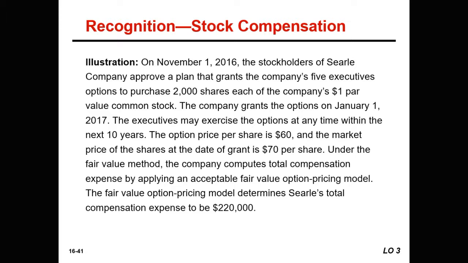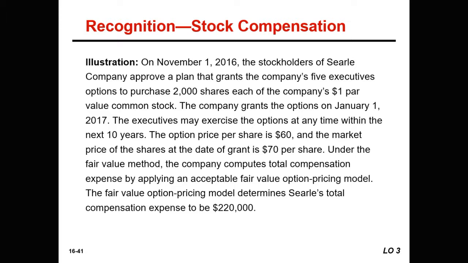Searle Company. On November 1st, 2016, the stockholders of Searle Company approve a plan that grants the company's 5 executives options to purchase 2,000 shares each of a company's $1 par value common stock. The company grants the options on January 1st, 2017. The executives may exercise the options at any time within the next 10 years.